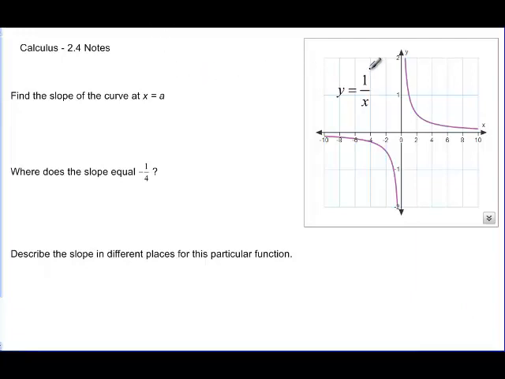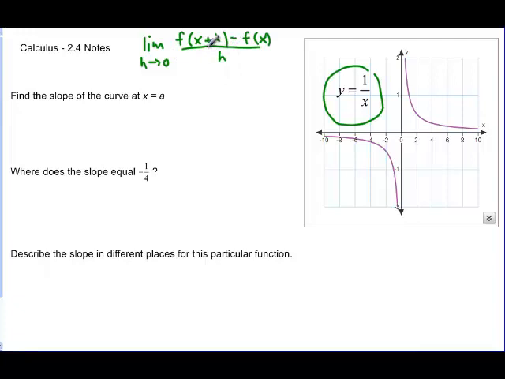And so if we're going to find the slope of the curve at any point, we have to remember this guy right here. And this is your limit formula that we're going to use to find the slope. And remember, slope is just the difference between 2 points. And instead of having x's in here, we're going to have a's.